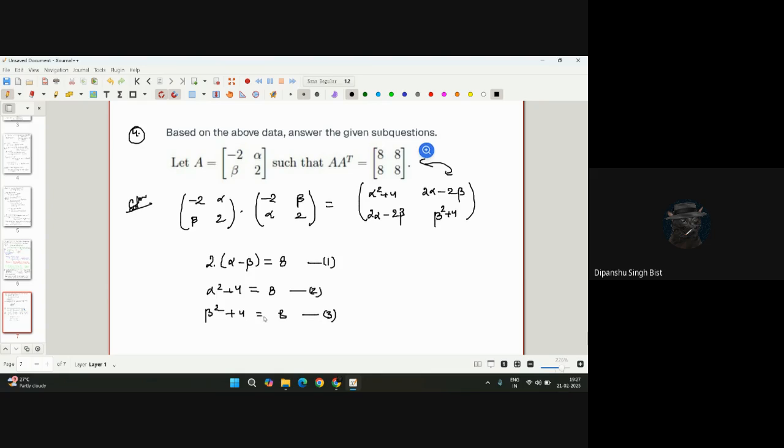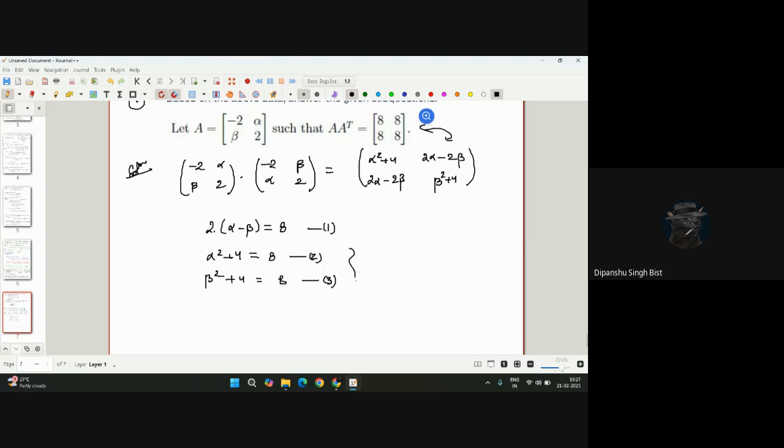Now based on this, if we solve these, we get alpha is equal to plus or minus 2 and beta is equal to plus or minus 2 again. We'll be testing these values because simultaneously they should satisfy all three equations. So we have alpha minus beta equal to 4.